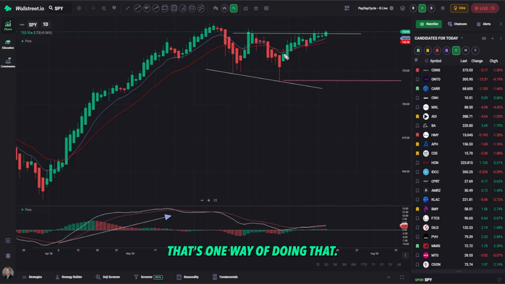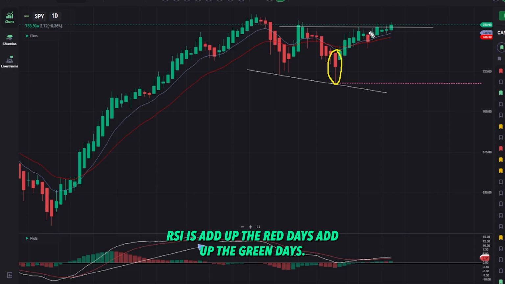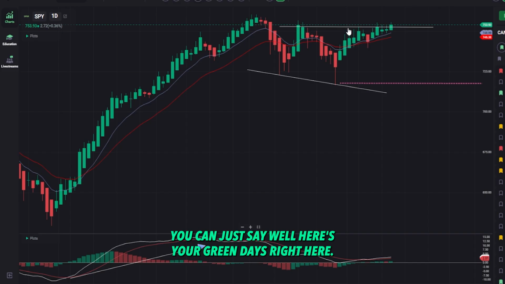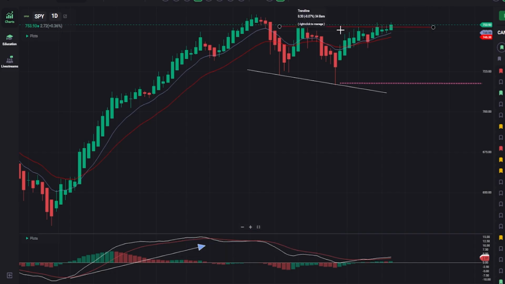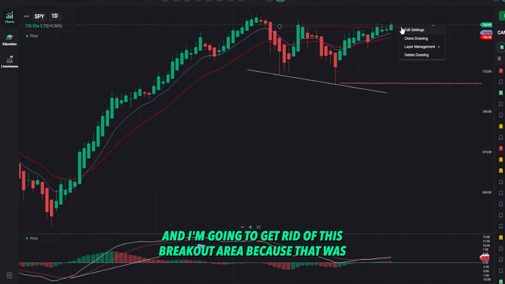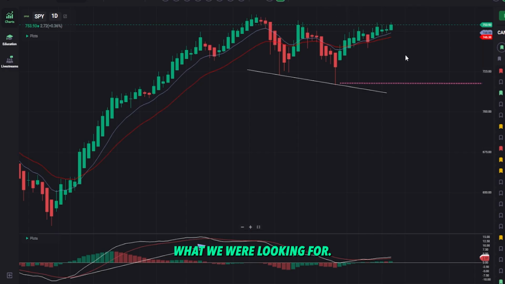That's one way of doing the RSI: add up the red days, add up the green days. Who's the biggest? That's pretty easy. You can just say, well, here's your green days right here, all these up here. That's all your green days. And I'm going to get rid of this breakout area because that was what we were looking for.